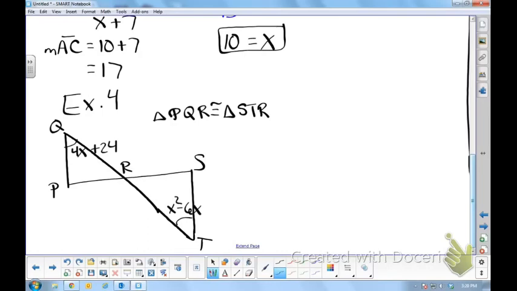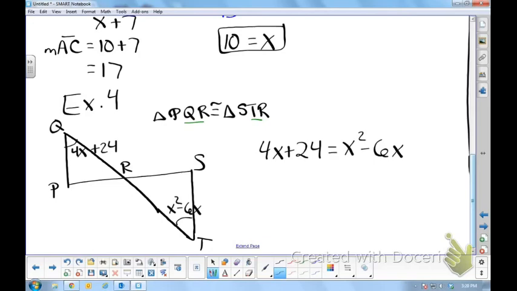Most of these are pretty straightforward, and they will be equal to each other. Some of them might not be quite as straightforward, and maybe we need to use a little more information, like maybe they gave me 2 angles in the triangle and I have to find the third. But this one, we look at Q, we look at T, they're in the same spots, so they are congruent, so we can set these equal to each other. We have 4x plus 24 equals x squared minus 6x.